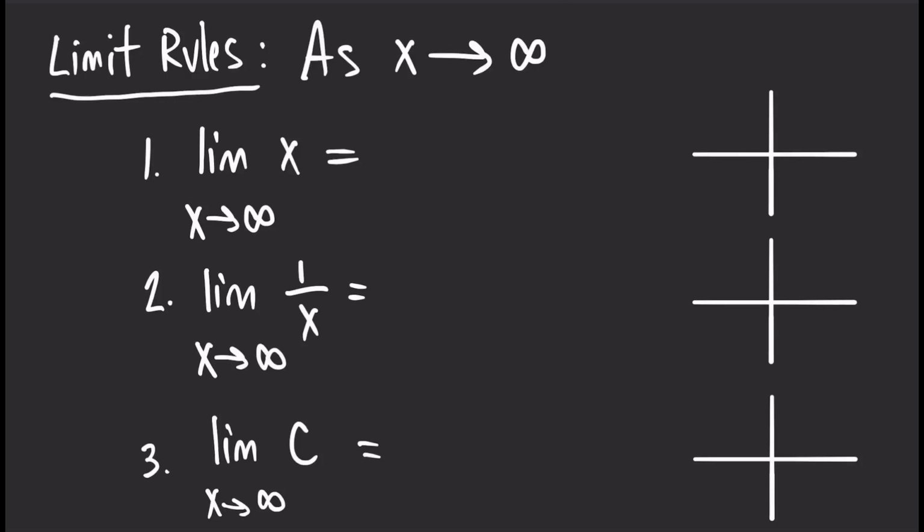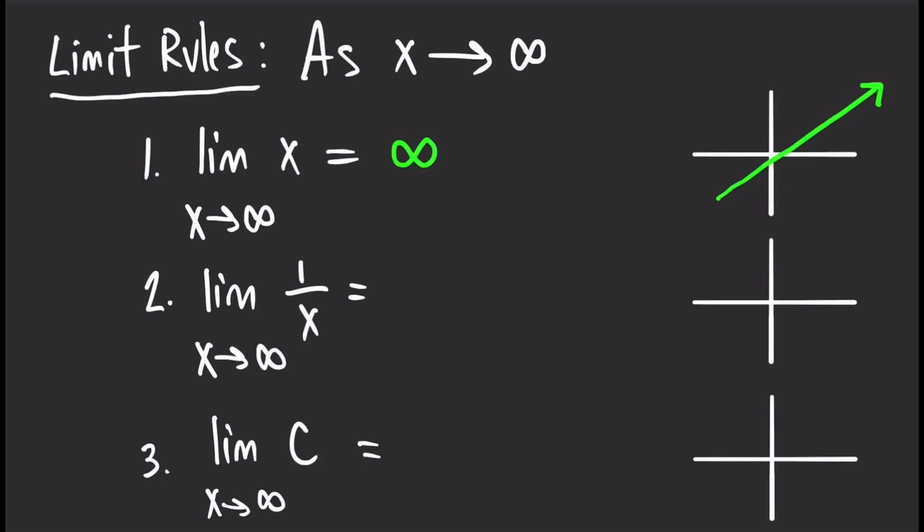Okay, so we are going to establish three limit rules as x approaches infinity. The first one you see here is the limit of x as x approaches infinity. If you think back to the first time we started evaluating limits, we said do direct substitution. So direct substitution would give us that this limit is equal to infinity. So what happens graphically as x approaches infinity? Remember, with limits, the y value approaches infinity. So we have some function that looks like this.